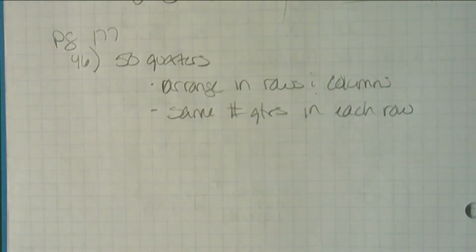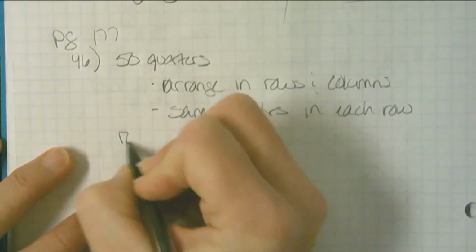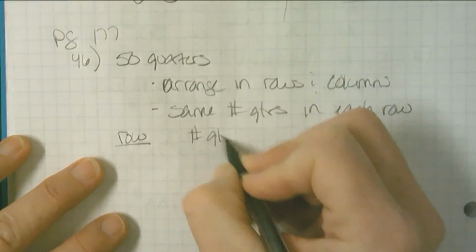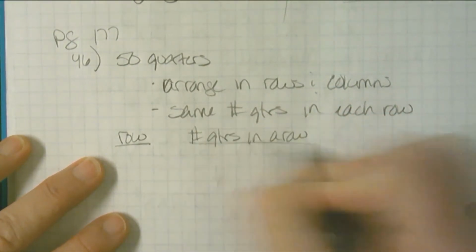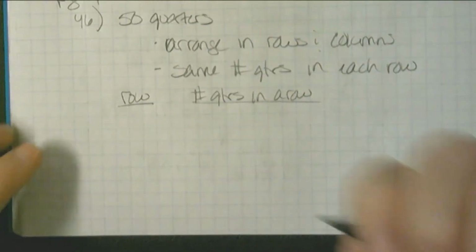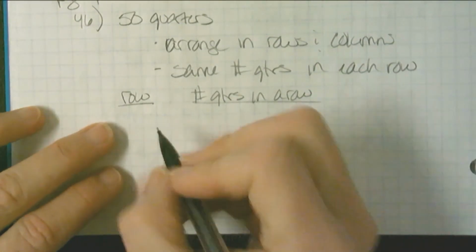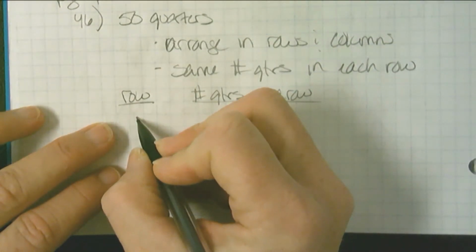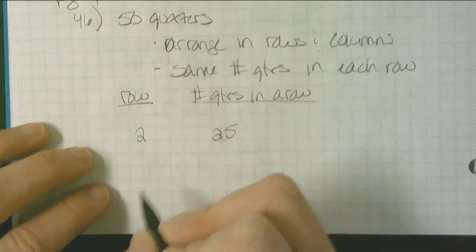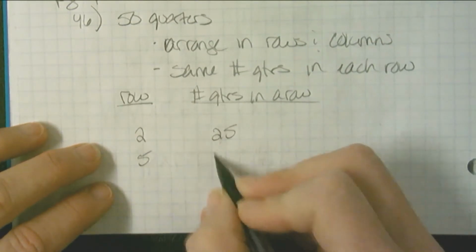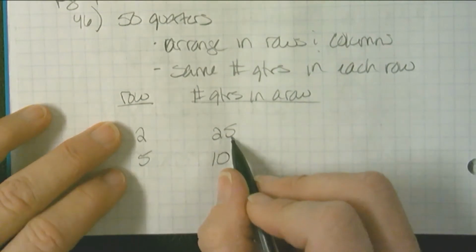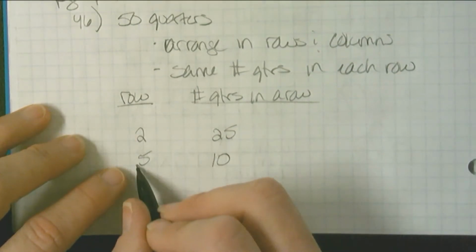All right, well, for us to do this, we need to find our factors of 50. So I have rows and the number of quarters in a row. All right, so Cullen, give me the factor pairs of 50. 2 and 25, 5 and 10. Okay. So I have 2 rows with 25 quarters in a row. I have 5 rows with 10 quarters in a row.